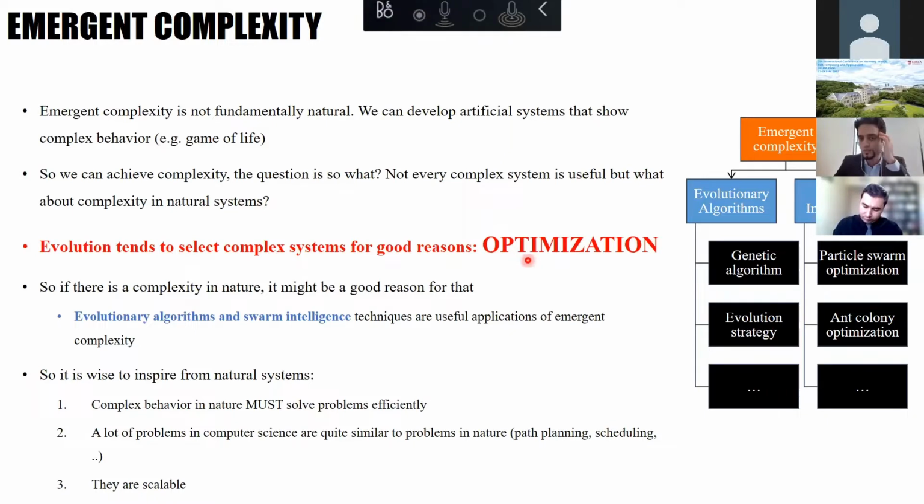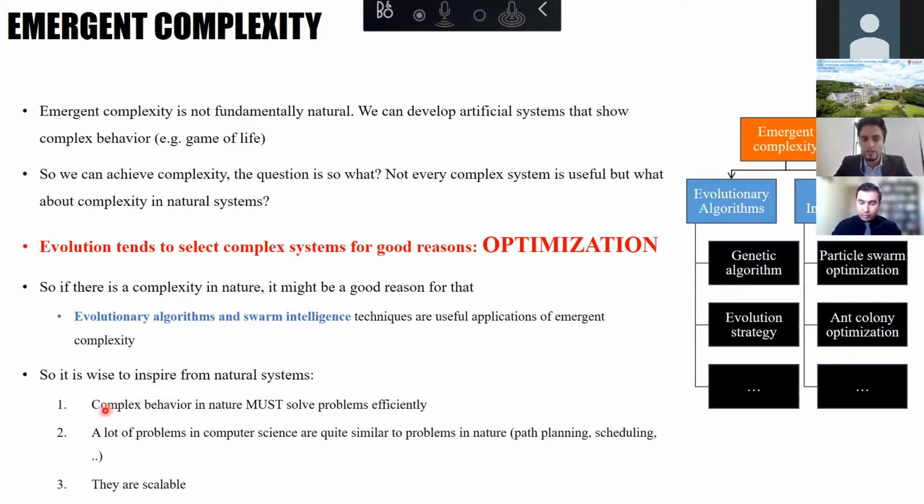And I'm trying to say that evolutionary algorithm and swarm intelligence techniques are a useful application of emergence complexity. So the bottom line, and this is a part of my research philosophy as well, is that it is wise to get inspiration from natural systems. Why? Number one, complex behavior in nature must solve problems efficiently.